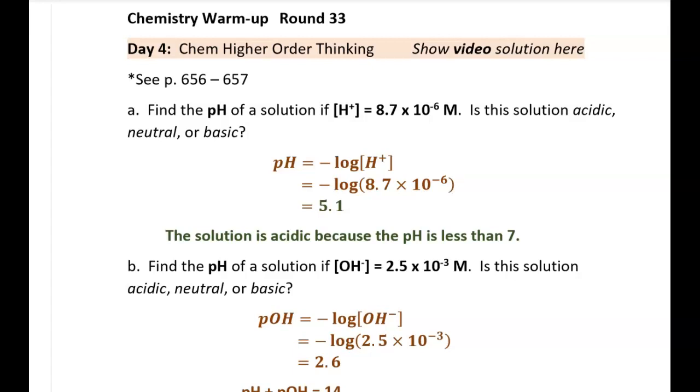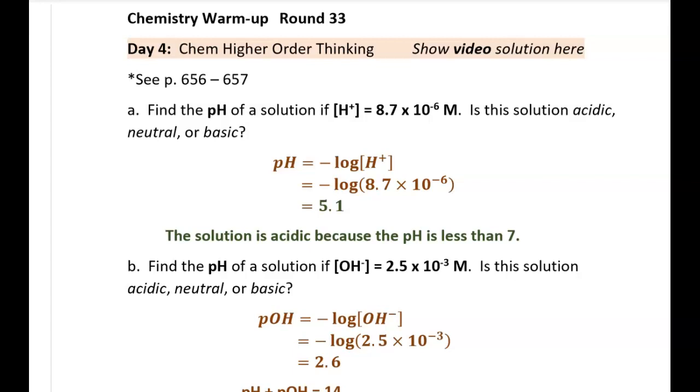Here is the answer for the round 33 day 4 bell work. Question A. Find the pH of a solution if the concentration of hydrogen ions is 8.7 times 10 to the negative 6 molar. And then we're asked, is that acidic, neutral, or basic?